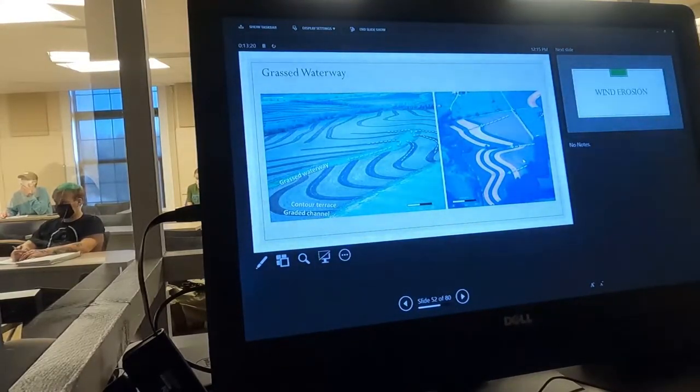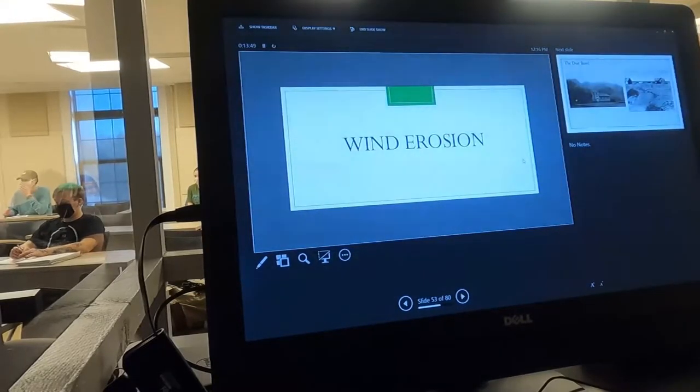And putting all of that together, we can see we have a graded channel sloping towards our grass waterway that is removing the water off the field to one central location, and then the water can move that way. And then on the right, we also have grass waterways running through the middle of our field. So that's it for, at least for the most part, for water erosion.